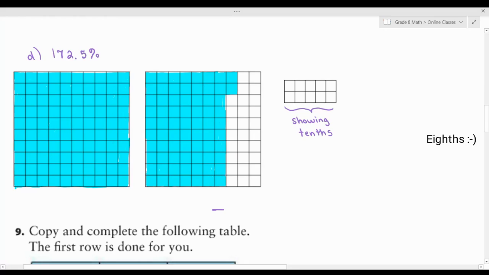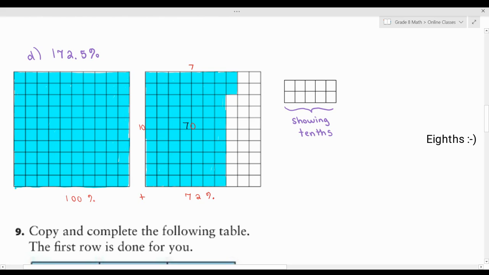Okay, question D is asking you to represent 172.5%. You'll notice I've already done some shading here for us. This first one is representing the 100%, so all 100 of the squares are colored in. And then this time, I know this is 10, right? So this is showing 10. And I have 1, 2, 3, 4, 5, 6, 7 columns that are also filled in. Okay, so 10 times 7, that's giving me the 70. And then you'll notice that I had to color an extra 2. So this right here is representing 72%.